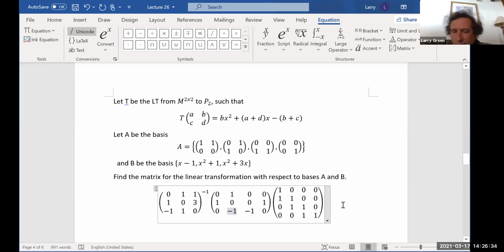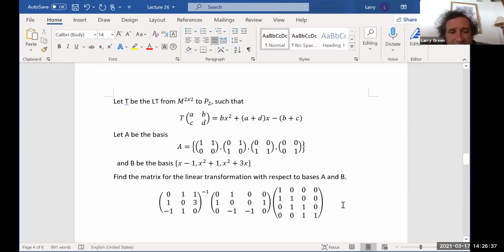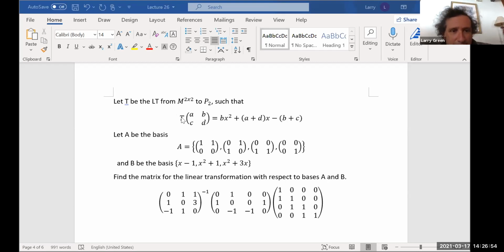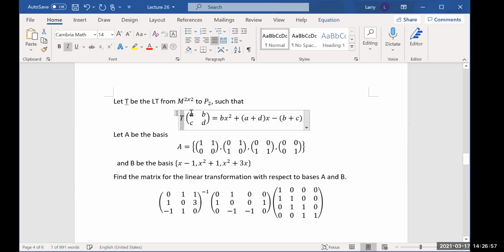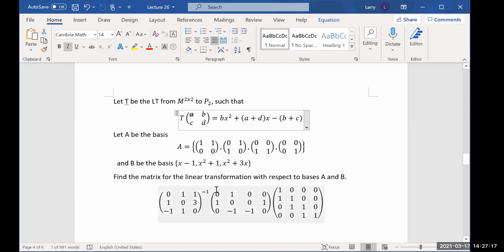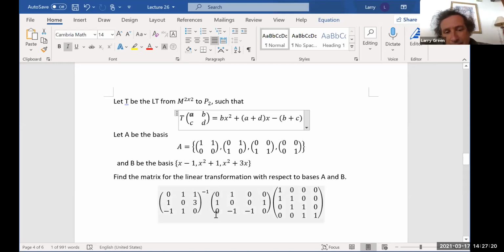Anyone lost? It's hard for me to know whether you're following and whether you could do it yourselves. I'm not sure how we got one in the middle. This middle guy? Okay, so what I did is I went back to T and I said if A is 1 and the rest are all 0, then I get 0x squared plus 1x minus 0. Is that clear? Now as a vector, that's 0, 1, 0. Do you see that?